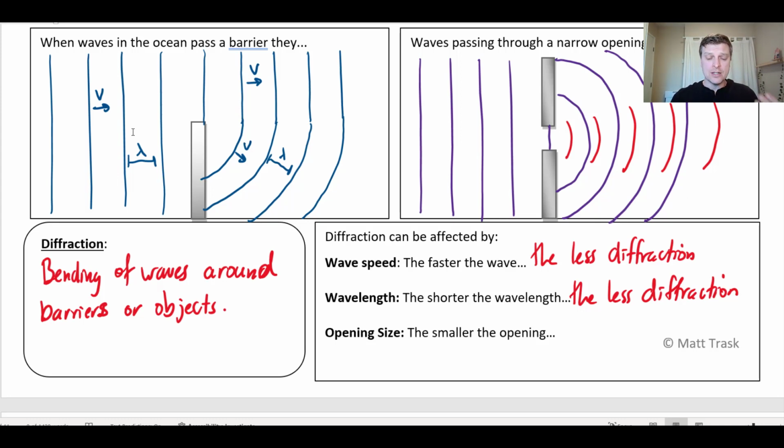And the last thing here is what happens if the opening is smaller? Well, the smaller the opening is, the more diffraction we see. So put these things all together and think about them in terms of optics. Well, we can bend any wave around an opening, but if we want to bend light, which goes very fast and generally has very short wavelengths, we're going to have to use an opening that's very, very small.